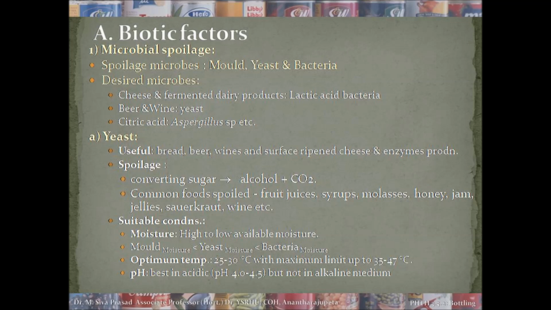Under biotic factors, as we have seen, there are microbes, enzymes, and rodents and other animals. So first we will discuss microbial spoilage. Under microbial spoilage, we have three microbes that are under our radar: yeast, molds, and bacteria. First we are going to discuss in general about these microbes.